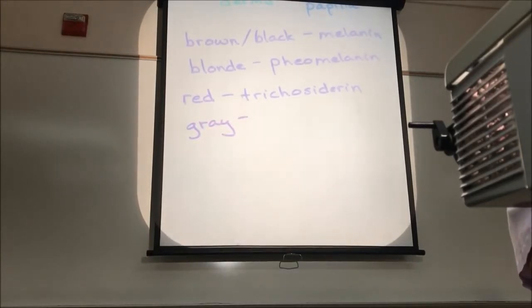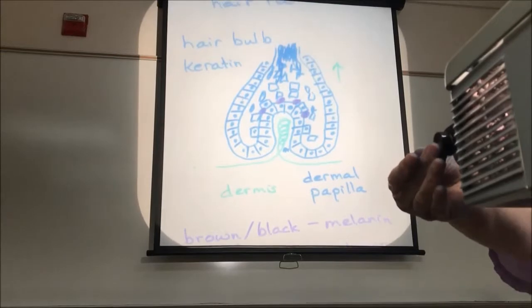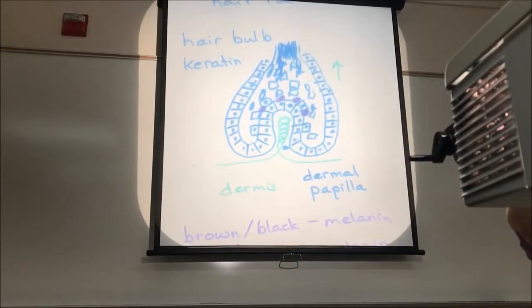Gray hair, of course, we associate with aging. Most people do not start life with gray hair. What's happening with gray is that these cells that are adding in the pigments are kind of doing it some days but not others. They're starting to stutter. You have sporadic deposition of color.